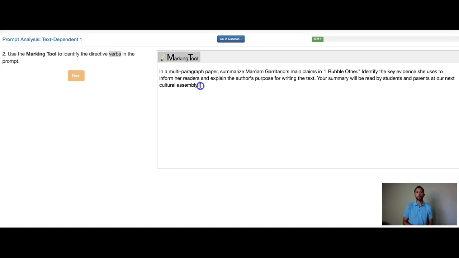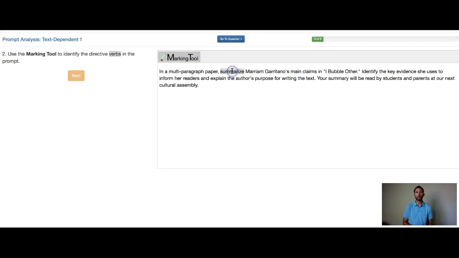It says, in a multi-paragraph paper, summarize Mariam Garitano's main claims and identify the key evidence she uses to inform her readers and explain the author's purpose for writing the text. Your summary will be read by students and parents at our next cultural assembly. Okay, so it says, in a multi-paragraph paper, summarize Mariam Garitano's main claims.